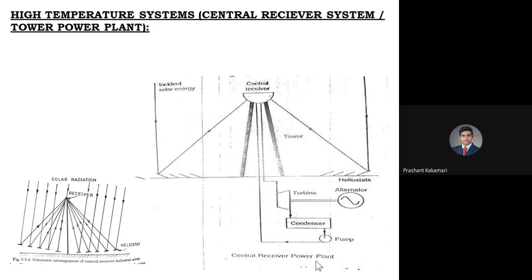Then we are going to maximize the absorbed temperature, maybe up to 350 degrees centigrade or up to 400 degrees centigrade. So once this temperature is achieved, then we can run the same power plant cycle, using turbine, condenser and pump, to get the electrical energy. Okay, so you can draw the diagram which is shown on the right side or on the left side by line diagram.